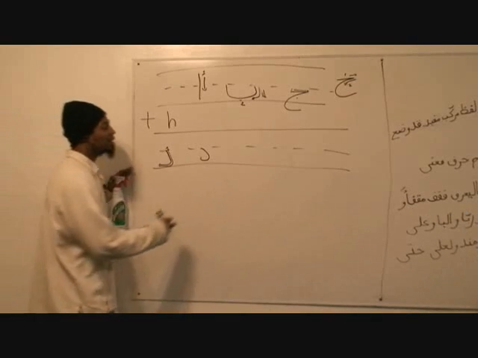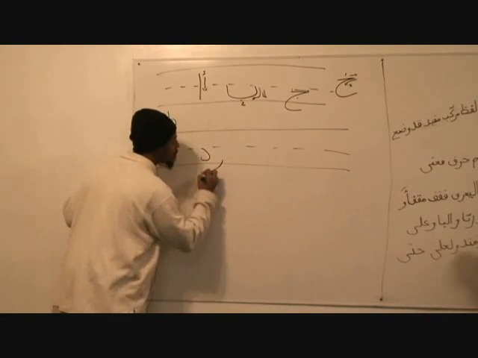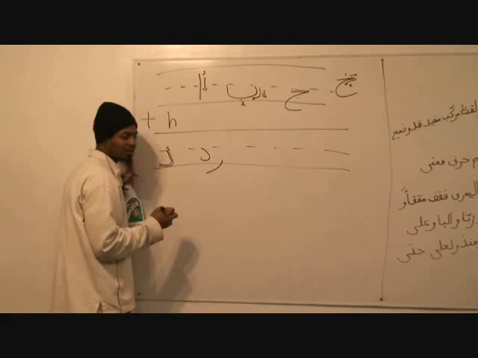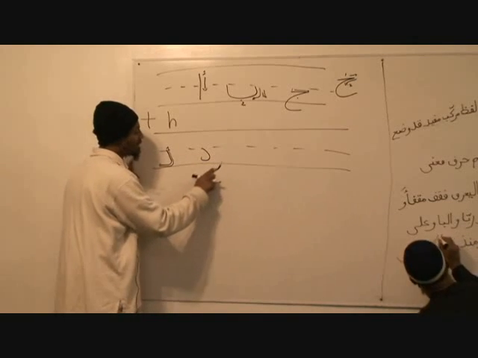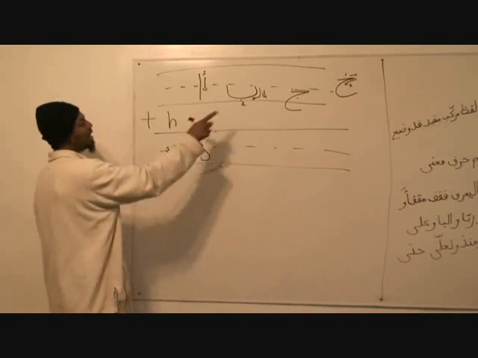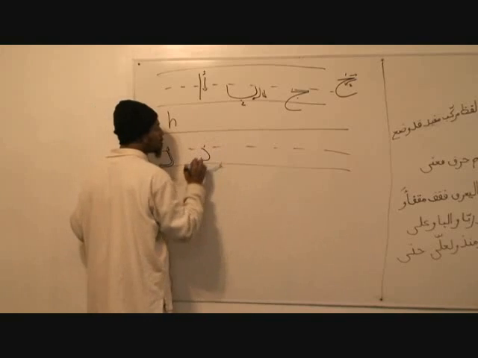Why are you doing that? To make it clear from, say, a raa. Okay? But don't worry about that right now. Abjad. Again, this is one stroke.